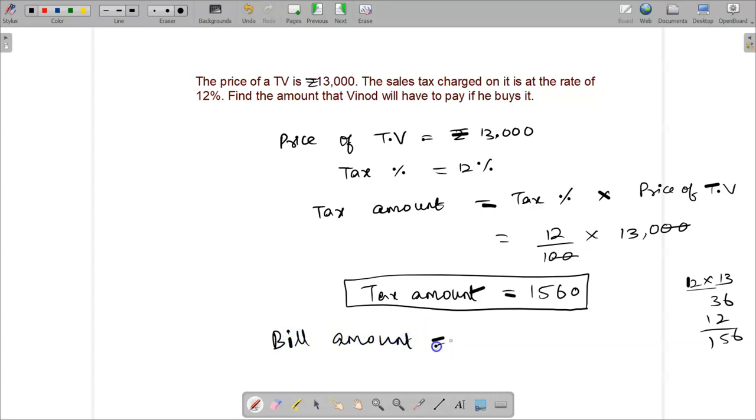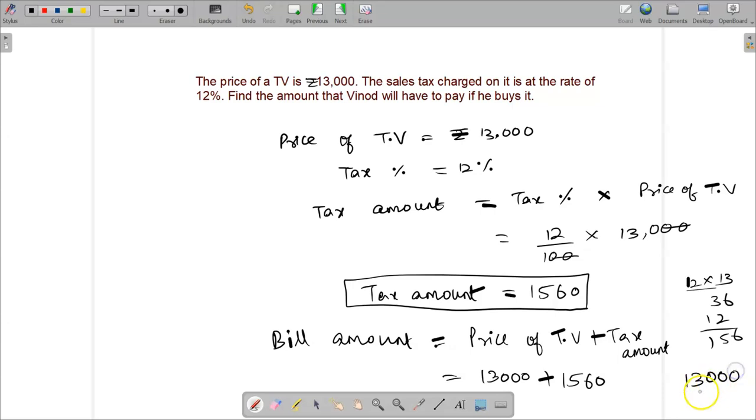Okay. So the total bill amount which they have to pay, as I said before, is the sum of the price of the TV plus tax amount. So what is the price of the TV? It is 13,000 plus tax amount 1,560. So add both. So 0, 6, 5, 4, 1.